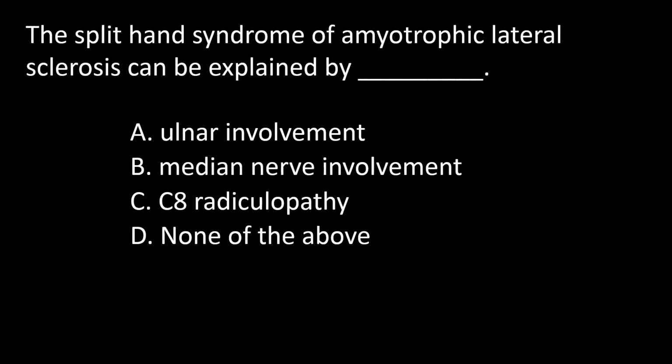Next question. The split hand syndrome of amyotrophic lateral sclerosis can be explained by A. ulnar involvement, B. median nerve involvement, C. C8 radiculopathy, D. none of the above.